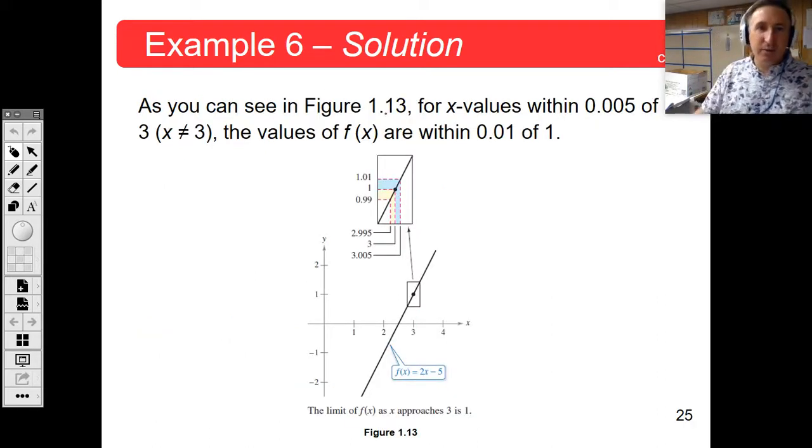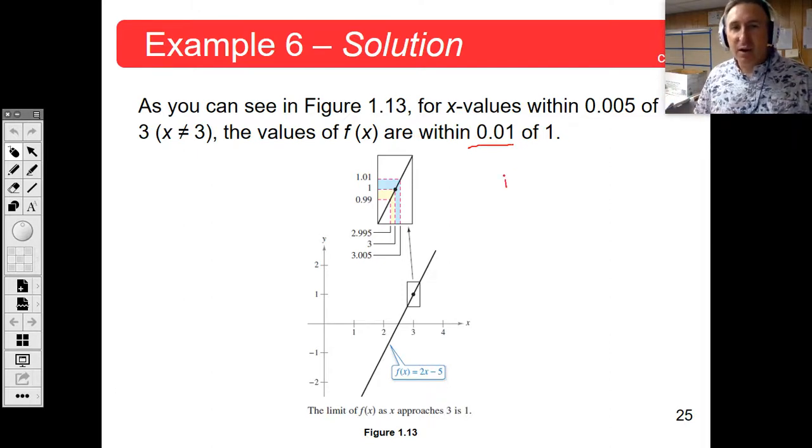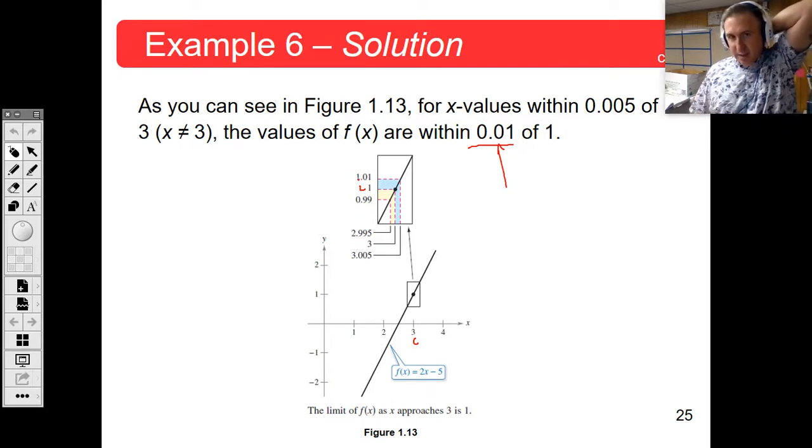Okay, as you can see in figure 1.13 for x values within 0.005 of 3, the values f of x are within 0.01. So to simplify this a little bit for you, this is how close we wanted to be to our y value. This is L, and we wanted to be within 0.01 of L, right? This is C, and we needed to know how close to C do we need to be to be within 0.01 of L. And we figured out 0.005.